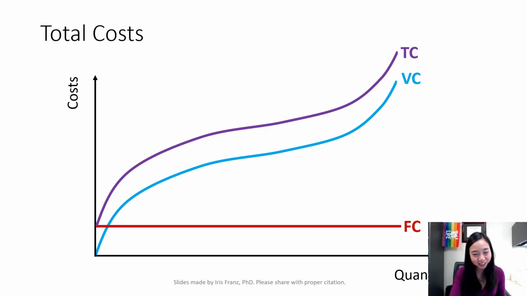And using an analogy, you can think of total cost as variable cost wearing high heel shoes, and the heel height is exactly fixed cost. So you can see that total cost and variable cost, their distance is exactly fixed cost.